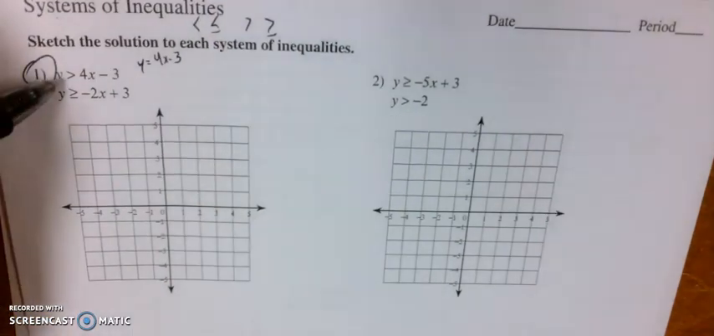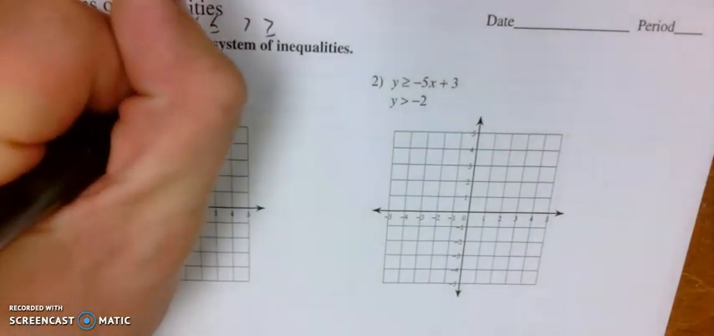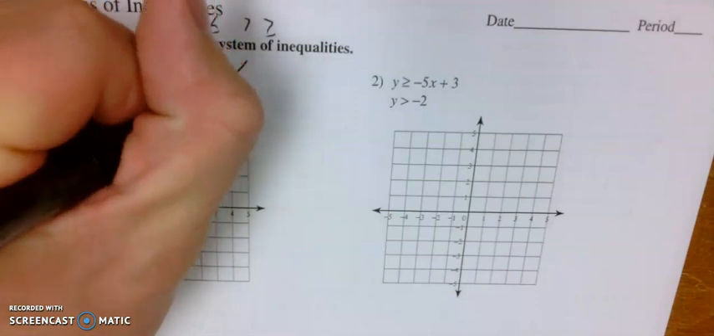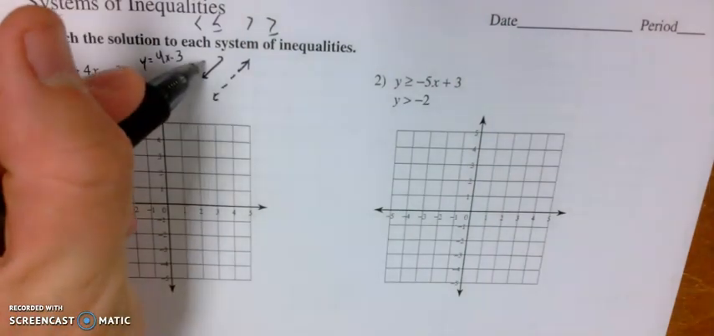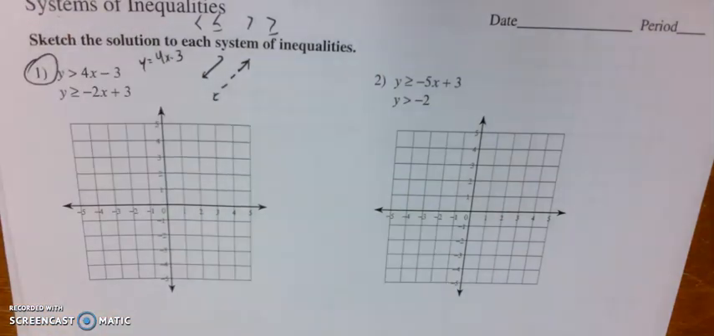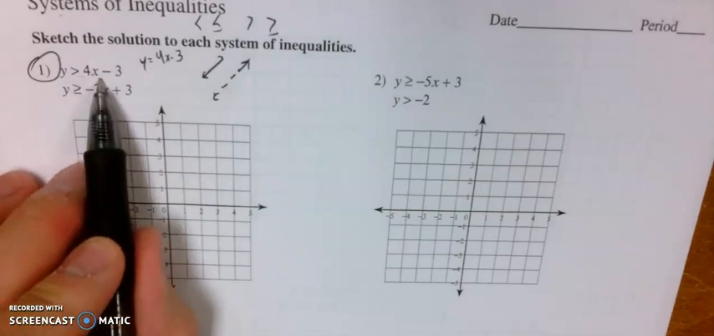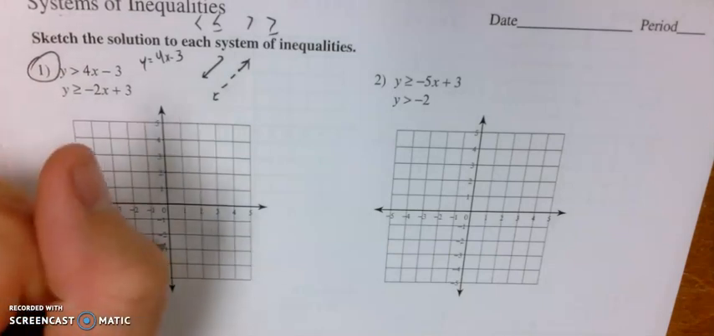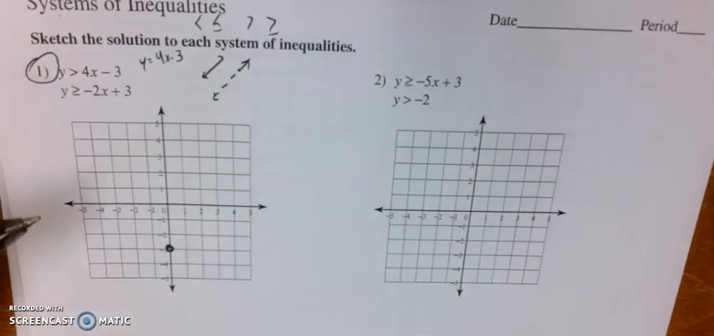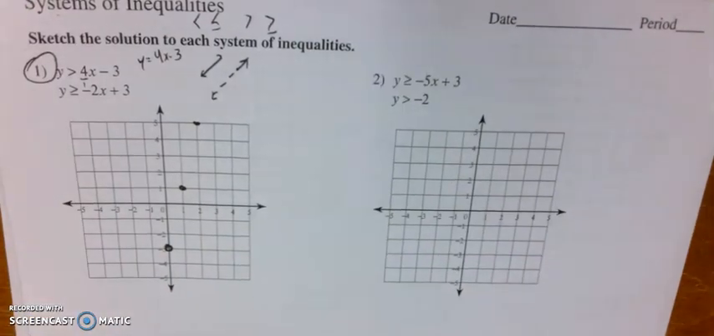But then I have to pay close attention to these inequality symbols here, because that will tell me if I'm going to use a solid line versus a dotted line. And it's going to tell me if I'm shading above the graph or if I'm shading below the graph. So first, if I treat this like an equal sign, it's already in slope-intercept form for me, which is great. I've got a y-intercept at -3, and my slope is going to be 4 over 1. So I'm going to go up 4 over 1, up 4 over 1 to get my next point.